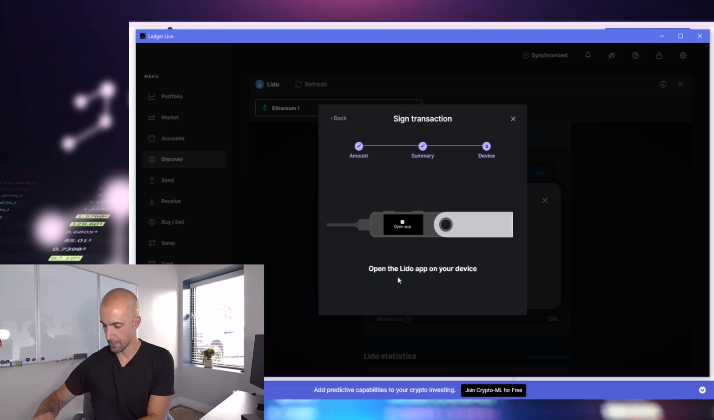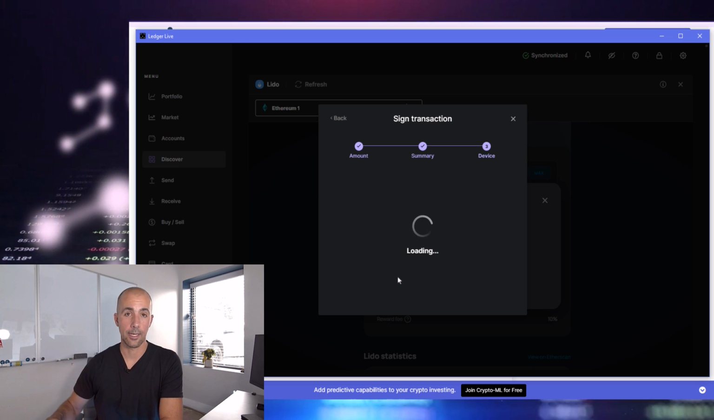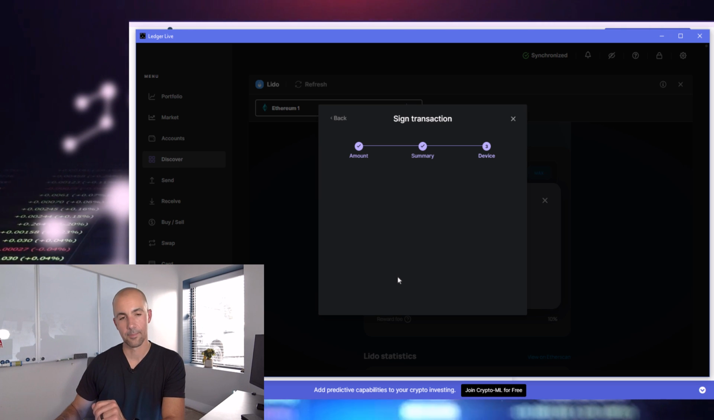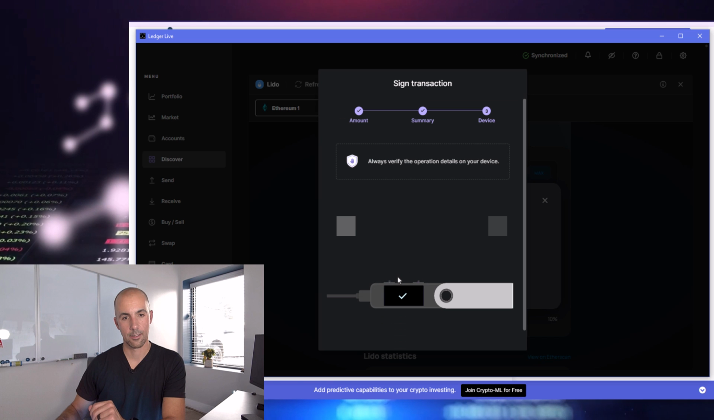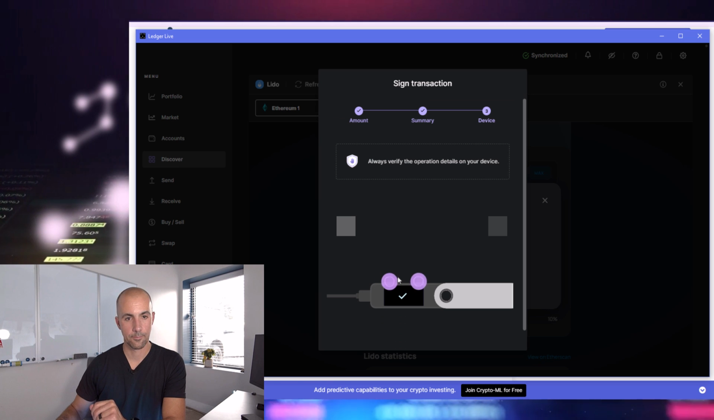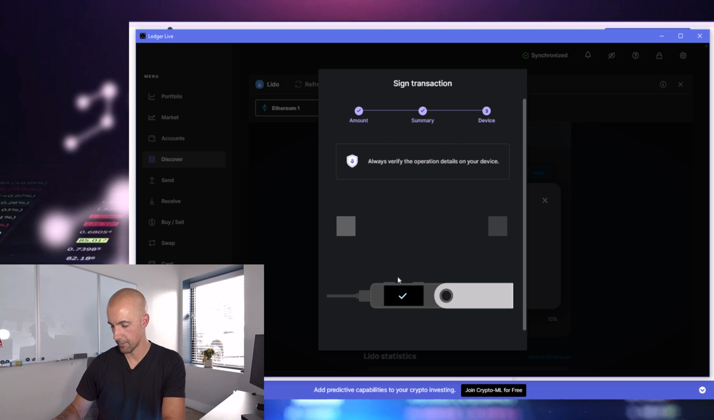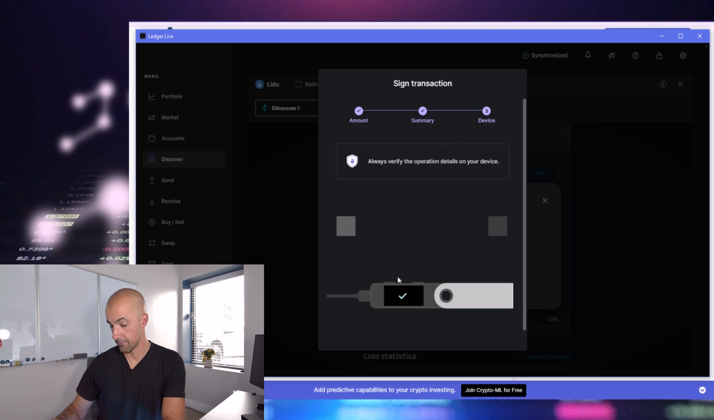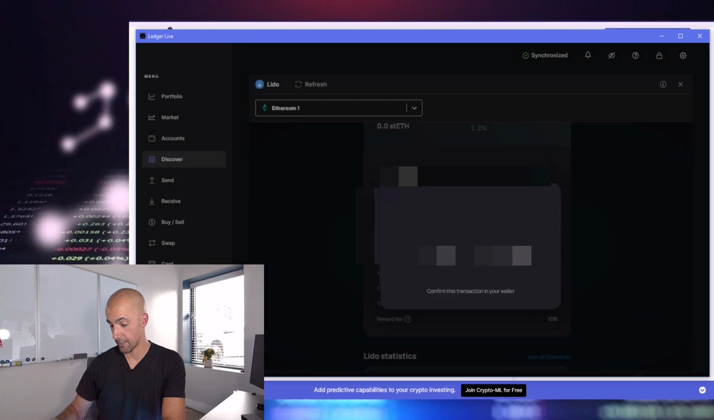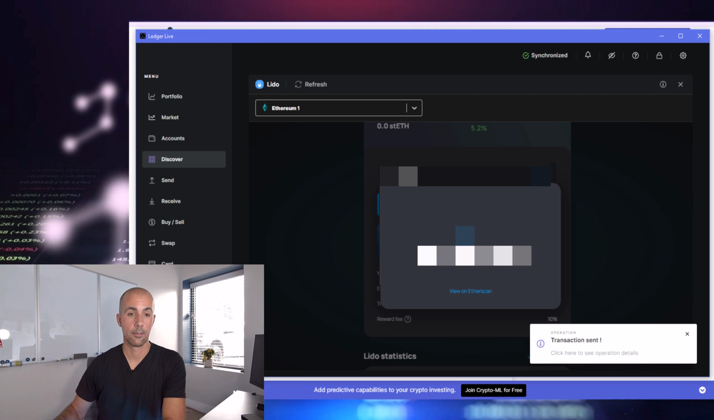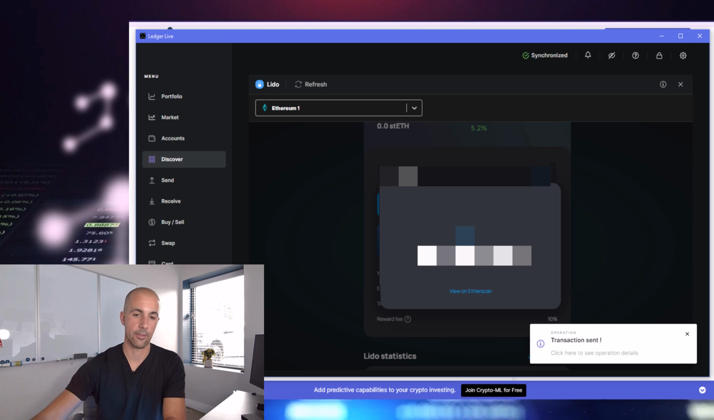So we're going to open up the Lido app here. All this needs to be approved, which is the nice thing about having a hardware wallet. Reading the information, reviewing the transaction: stake, the amount, fees, accept and send. And that's it, we're off.